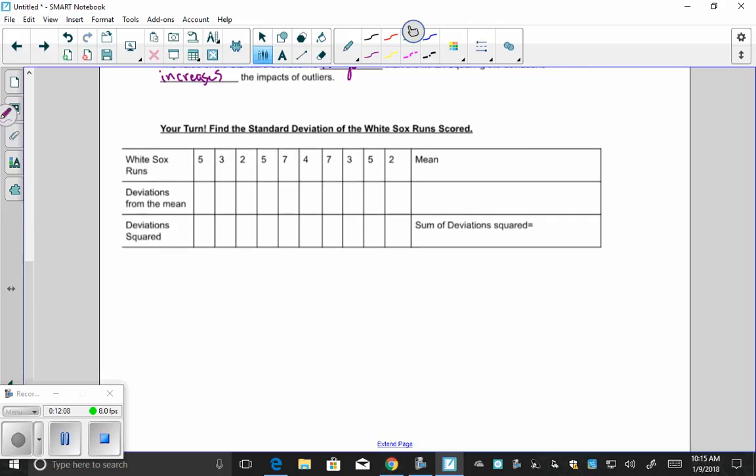So now it's your turn. Find the standard deviation of the White Sox's runs scored. Once you finish this part of the problem, bring your paper back to me, and I will tell you what to do from here. If you still have any questions on how to find standard deviation, raise your hand or come see me in the back.